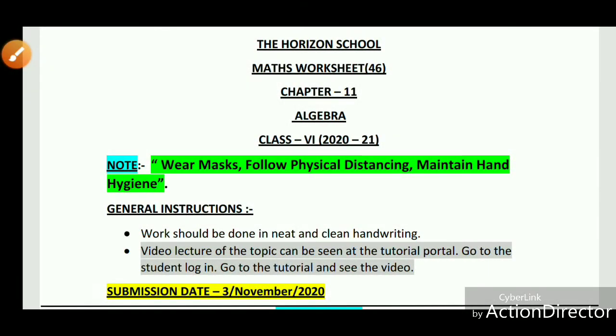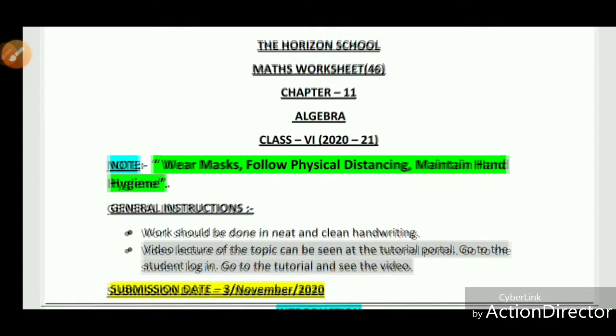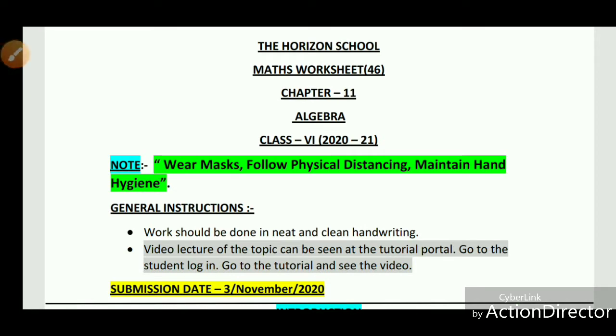Hello students, this is Maths worksheet 46. This is a new chapter, chapter number 11, Algebra. Algebra is very important when we find the value of an unknown quantity.